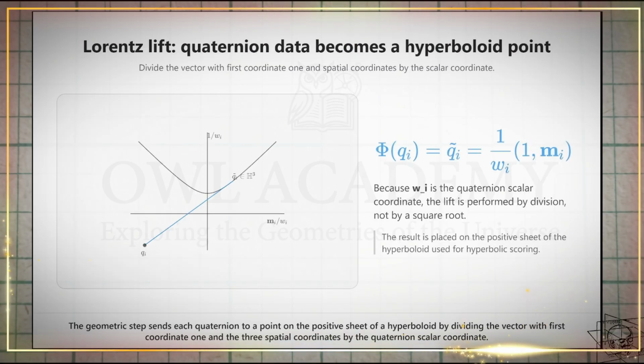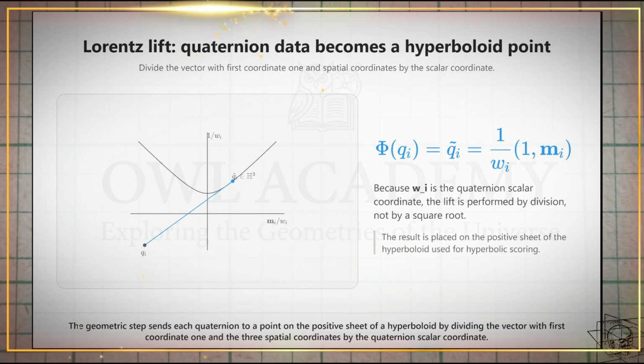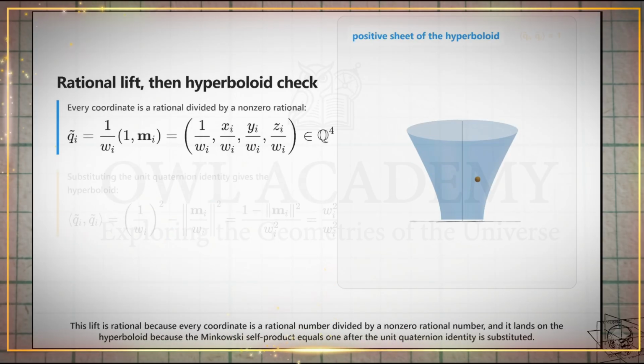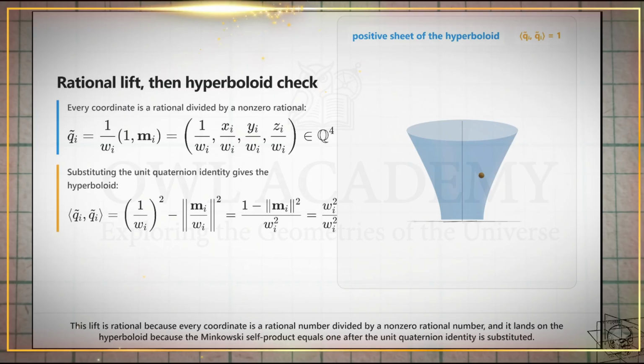The geometric step sends each quaternion to a point on the positive sheet of a hyperboloid by dividing the vector with first coordinate 1 and the three spatial coordinates by the quaternion scalar coordinate. This lift is rational because every coordinate is a rational number divided by a non-zero rational number, and it lands on the hyperboloid because the Minkowski self-product equals 1 after the unit quaternion identity is substituted.